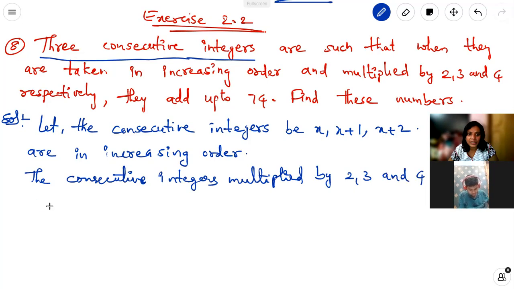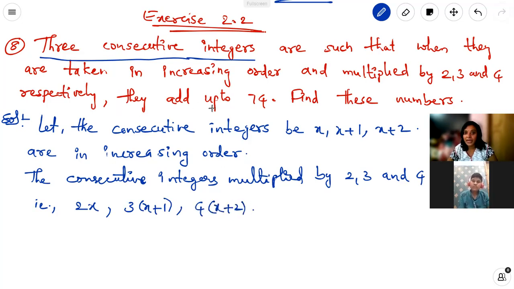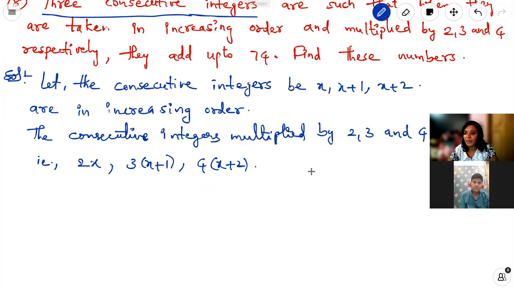That is nothing but the first number is multiplied with 2, and the second number multiplied with 3, that is 3 into x plus 1. Third number multiplied with 4, that is 4 into x plus 2. They add up to 74. After adding these three numbers, the addition value is 74. The sum is 74.